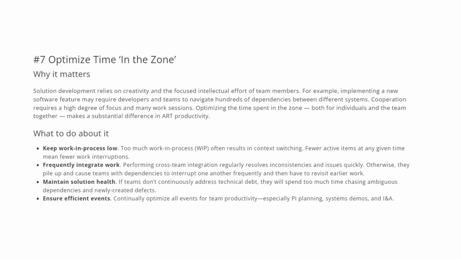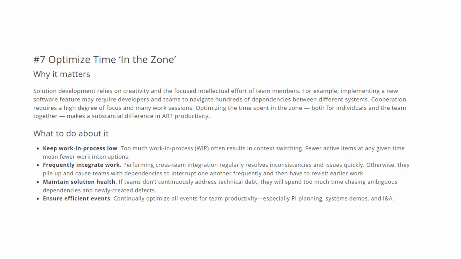What do I do about it as a value stream manager or a transformational coach or a lean agile leader? Keep work in progress low. Too much work in progress often results in context switching. Fewer active items at any given time mean fewer work interruptions.